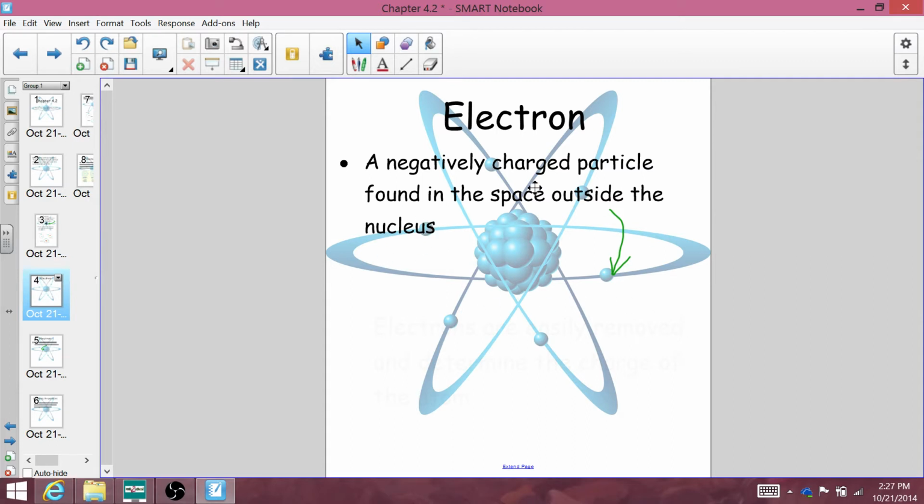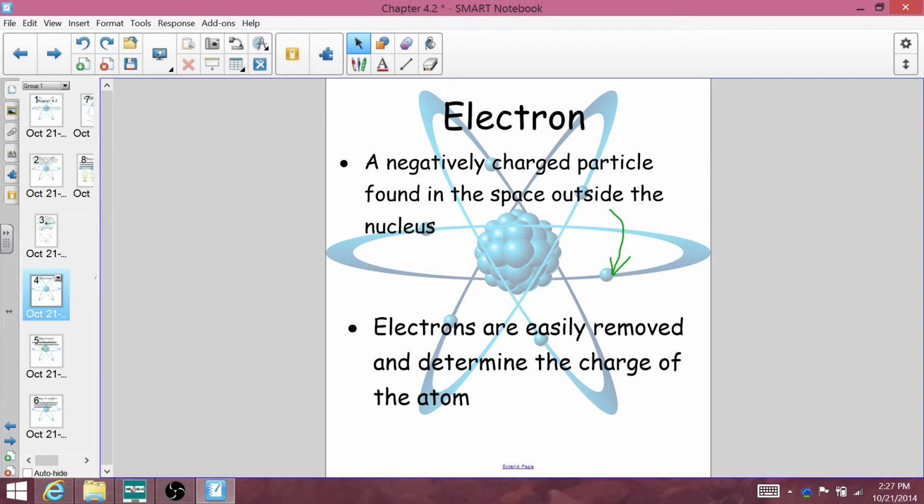We can think of them as zooming around in there. They don't really zoom around. Electrons are very weird little things, and they behave very oddly. But they are found everywhere in the atom that the nucleus is not. And electrons are easily removed or added to an atom, and these determine the charge of the atom.